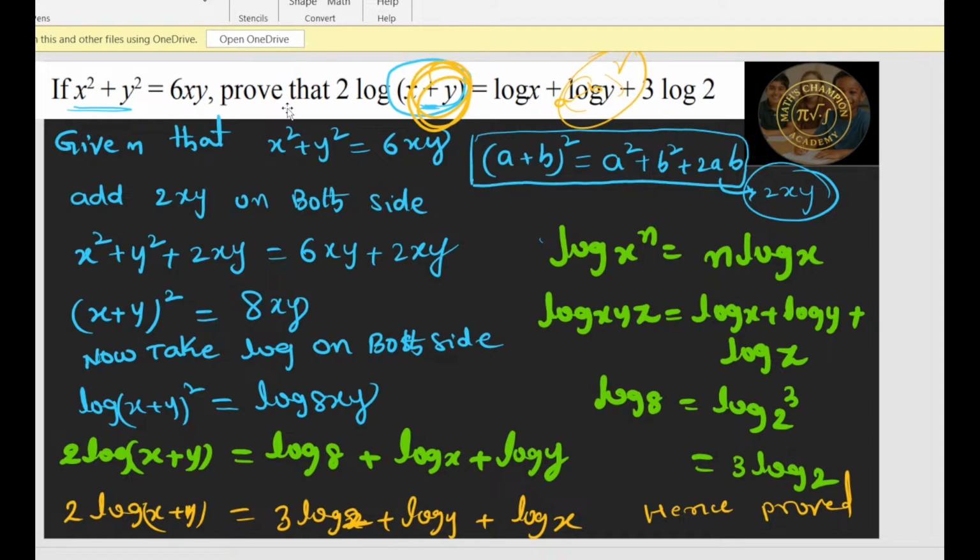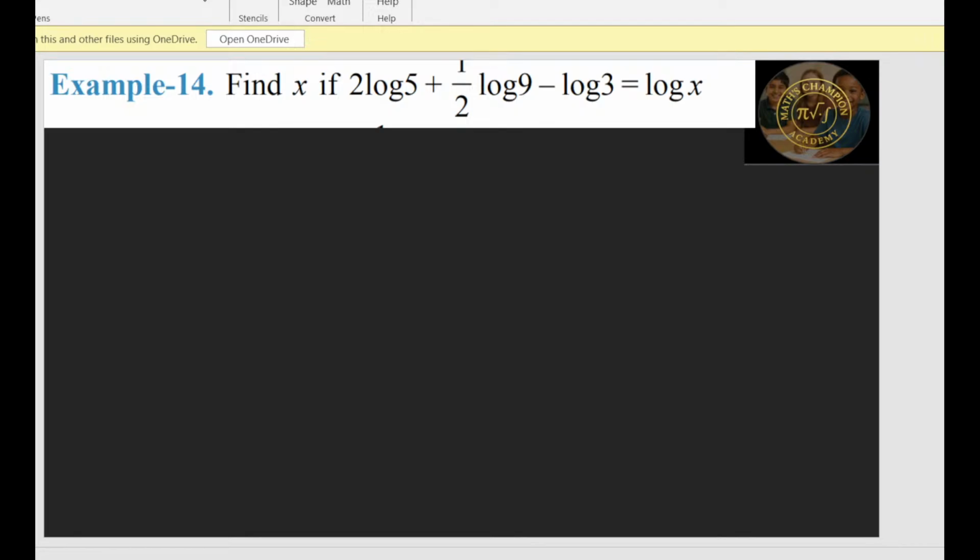Now look at here. We will do this problem. You have to find the x value. Just look at here. What is given? 2 log 5 plus 1 by 2 log 9 minus log 3 is equal to log x. You have to find the x value.